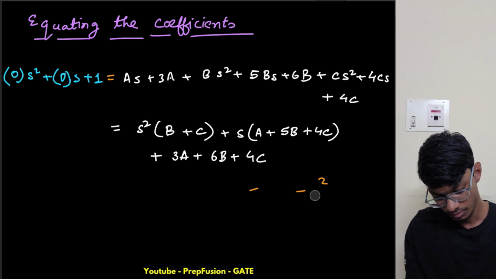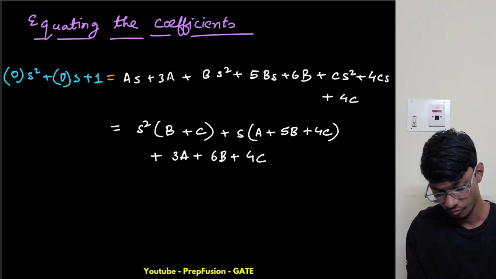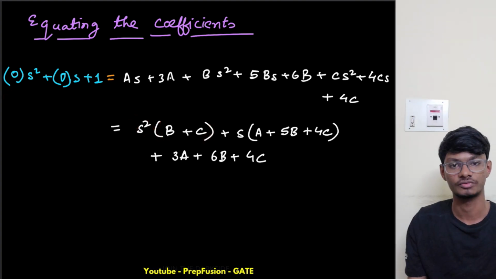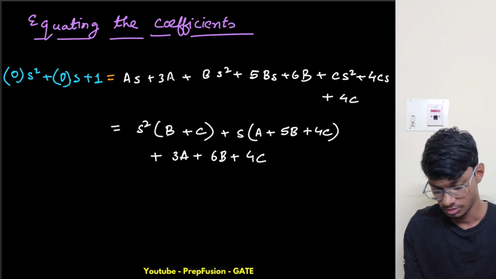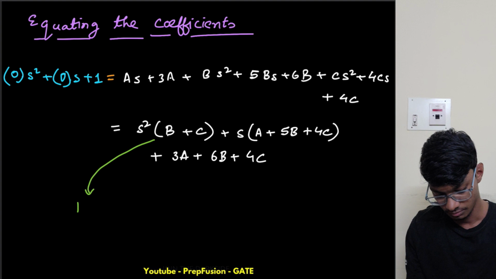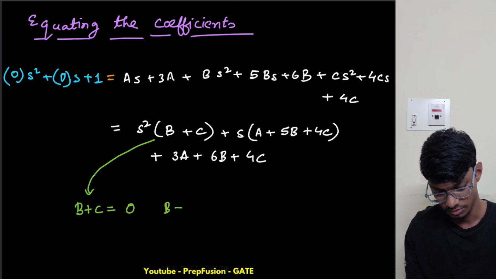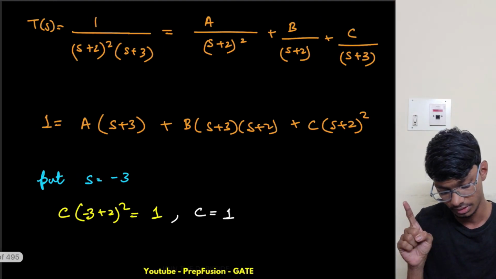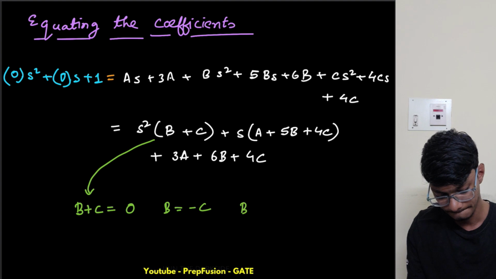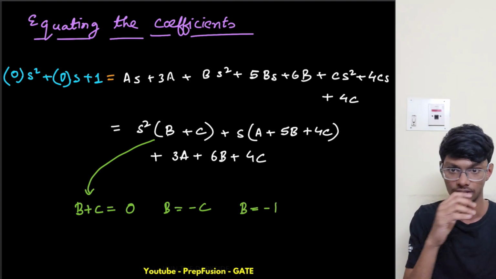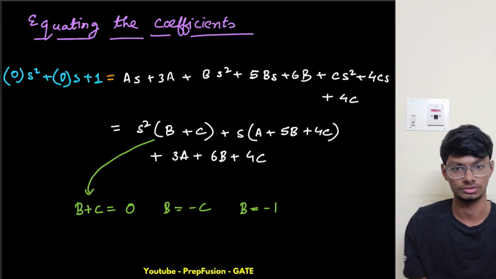Now I will equate the coefficients with the left hand side, right? The coefficient of s square is b plus c, but in the left hand side the coefficient of s square is 0. So from this equation, b plus c will be equals to 0. So b equals to minus c. And c was 1, so my b will be minus 1. Obviously I'm explaining it to you, that's why it is taking so long, but if you do it by yourself, then this won't take that long.